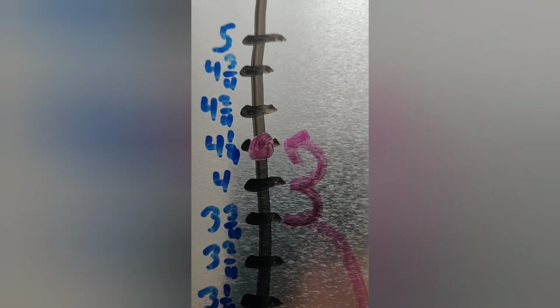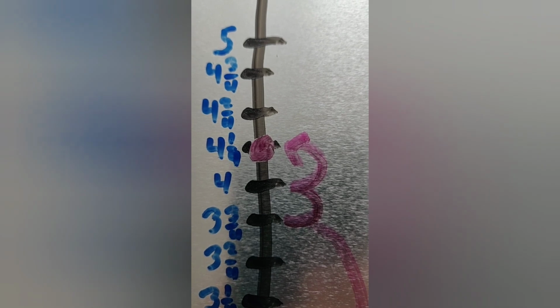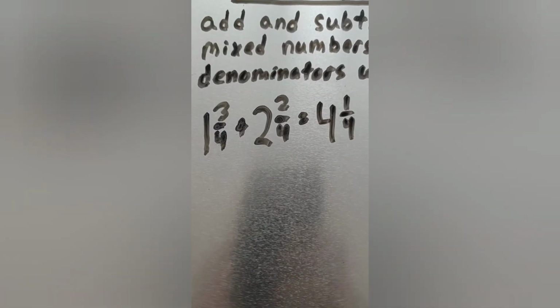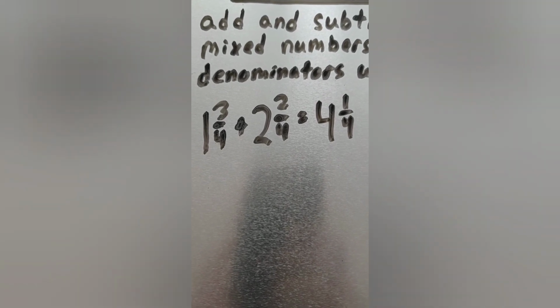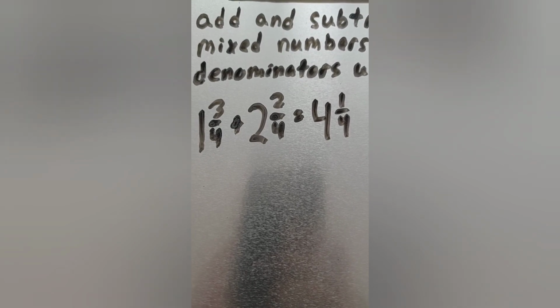And so the sum of 1 3/4 plus 2 2/4 is 4 and 1/4.